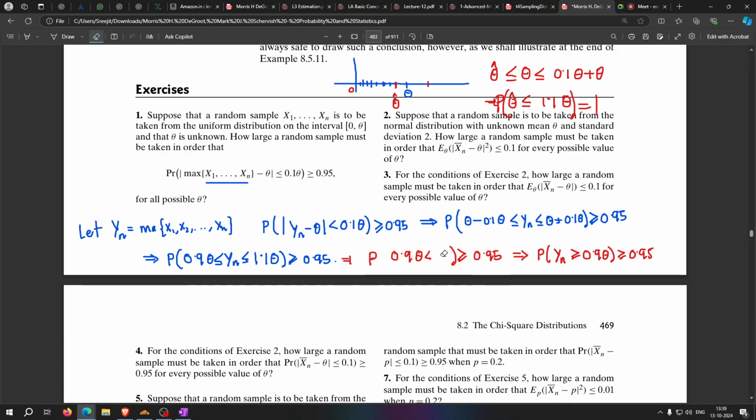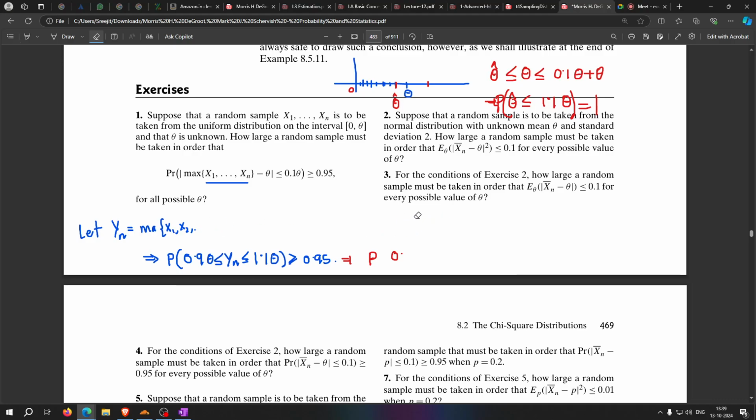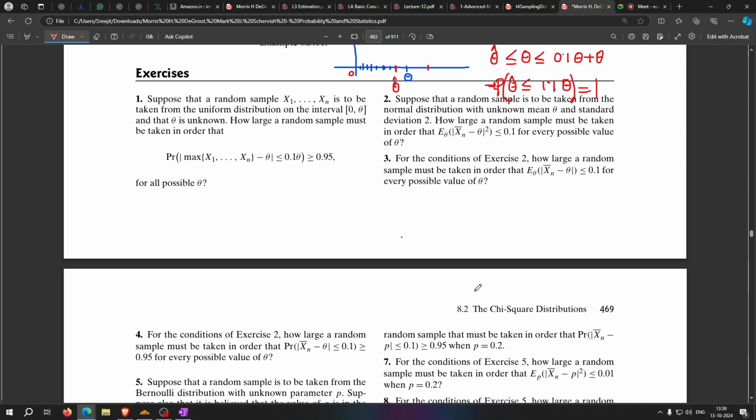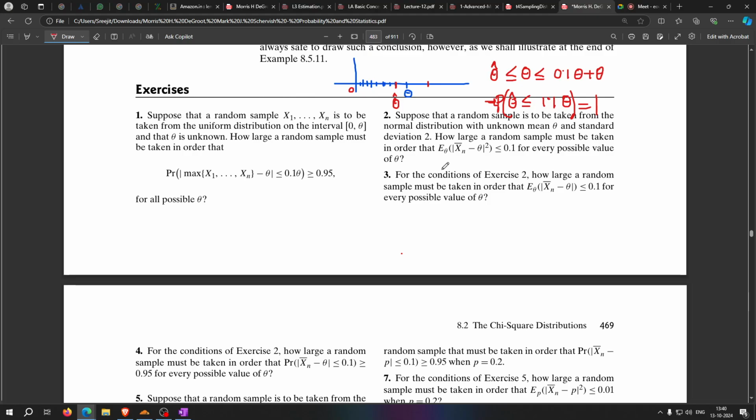And more or less all these questions are of the same flavor. They are not exactly the same. This one was simple, we did not have to apply t or chi-square or anything. In different questions we need to, I guess, I haven't done every one of them. So for instance, this is even easier. What should be the sample size, so that the expectation of this thing, X n bar minus theta, squared, is less than or equal to 0.1.